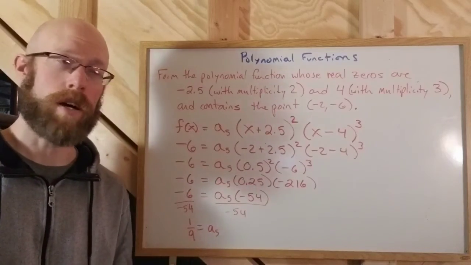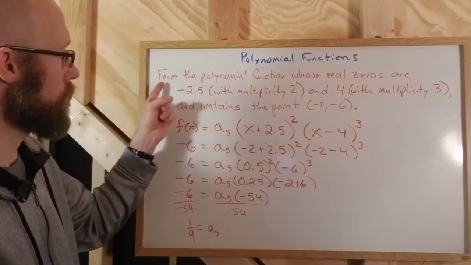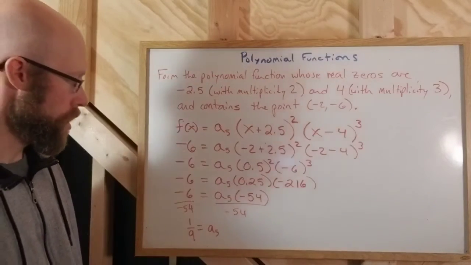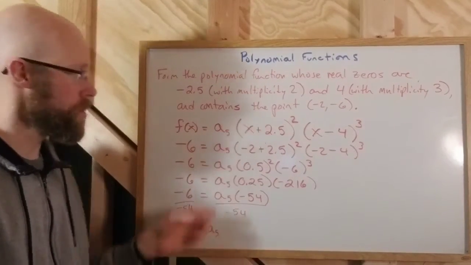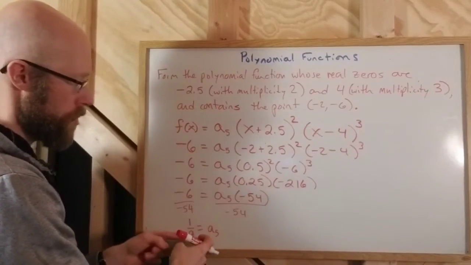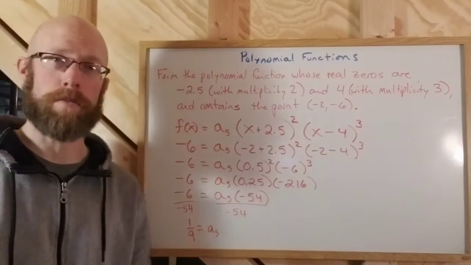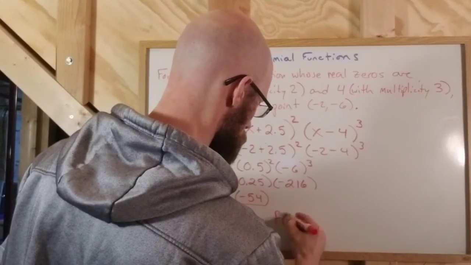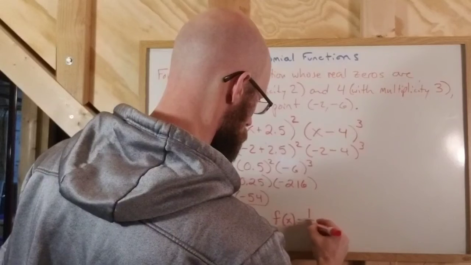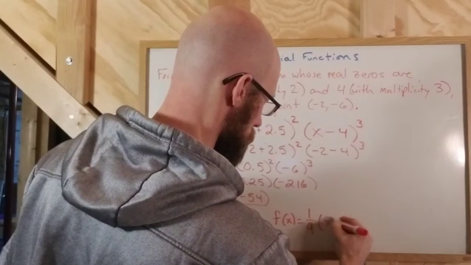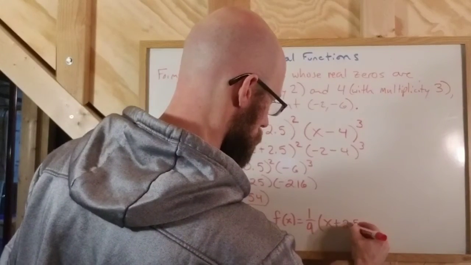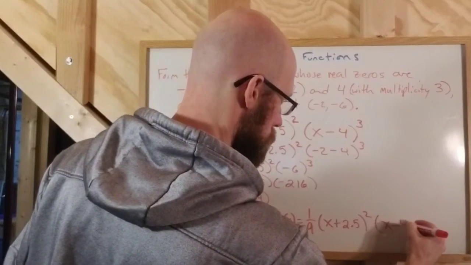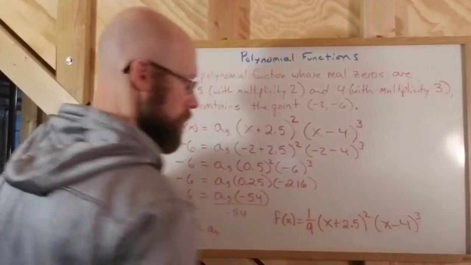Now I'm not quite done. The question asks to form the polynomial function. So far I've found the leading coefficient and a general structure. Now I've got to put that coefficient back in to get my final polynomial. So my final polynomial will be f of x equals 1/9 times the quantity x plus 2.5 squared times the quantity x minus 4 cubed.